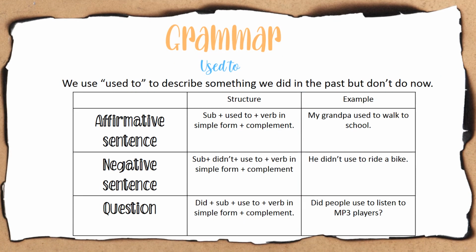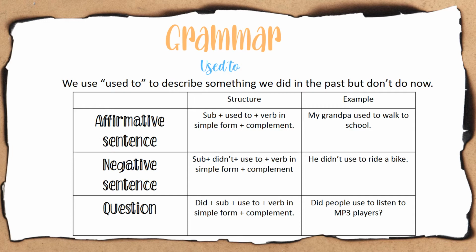Continuing with the grammar, now we are going to learn about used to. This is used to express something we did in the past but don't do now. We have affirmative and negative sentences, and questions. First, in affirmative sentences, the structure will be subject plus used to plus verb in base form plus complement. For example, my grandpa used to walk to the school.